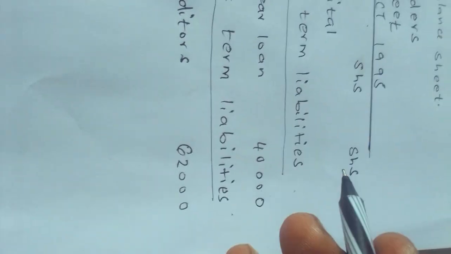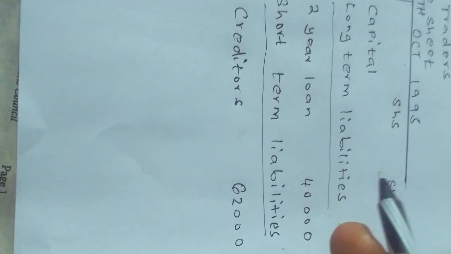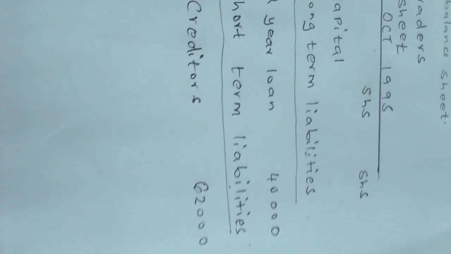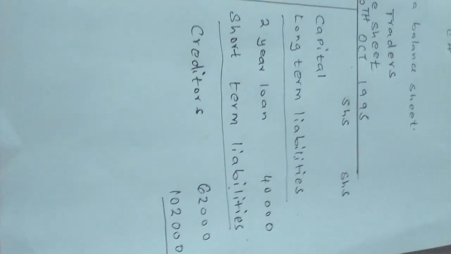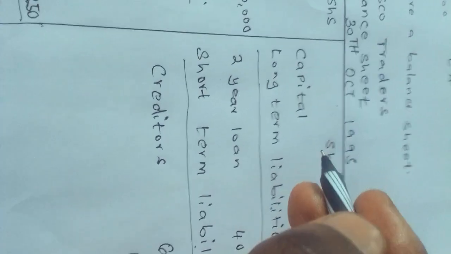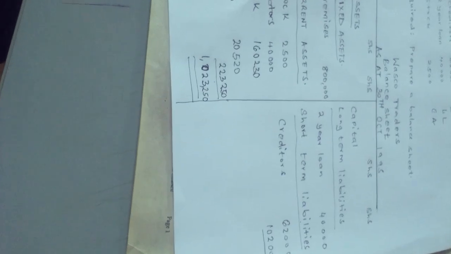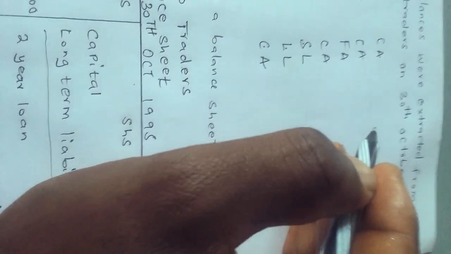And in this case, learners, the total assets that we have here is actually 1,023,250. That is the total assets, minus the liabilities, learners. It is actually here, that's 102,000. So you take away 102,000. Learners, you will get 921,250. And this is your capital.